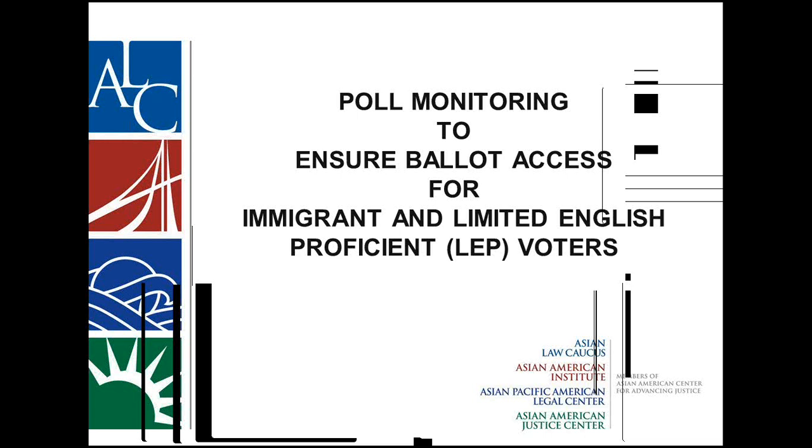attended our 2 previous webinars on Section 203 of the Voting Rights Act and engaging your local election authorities on what it means to implement and the language assistance required by that Section 203 and helping them comply with federal law. So today we're going to be talking about what it means to poll monitor to ensure ballot access for the immigrant and limited English proficient voters. And I'll be using LEP as shorthand for limited English proficient voters a lot through this webinar.